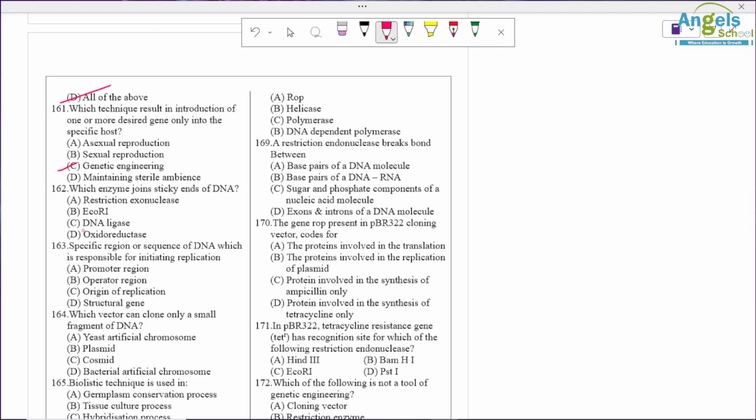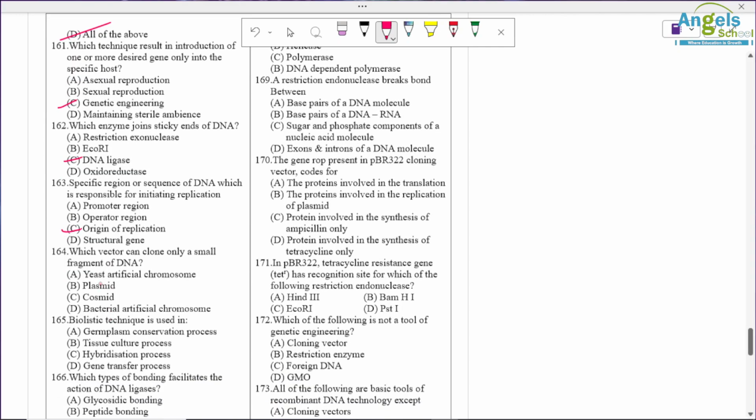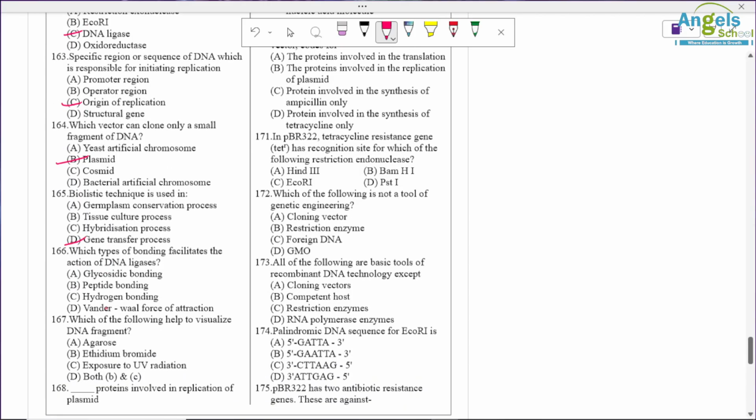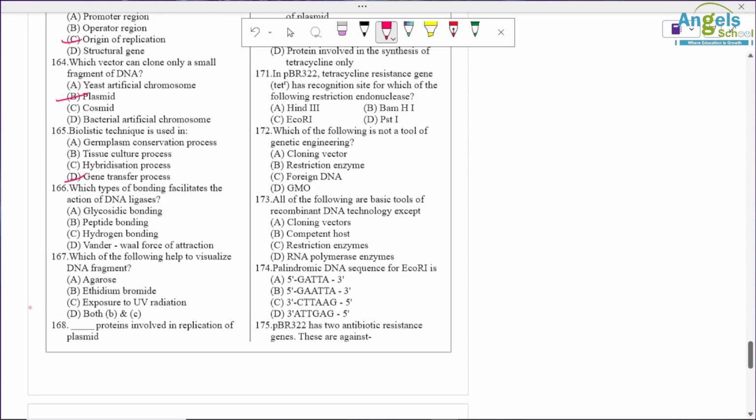Which enzyme joins sticky ends of DNA? So DNA ligase is the correct answer. The specific region or sequence of the DNA which is responsible for initiating replication: origin of replication is the correct answer. Which vector can clone only a small fragment of DNA? The answer is plasmid. The biolistic technique is used in the gene transfer process. Which type of bonding facilitates the action of DNA ligase? With the help of hydrogen bonding.